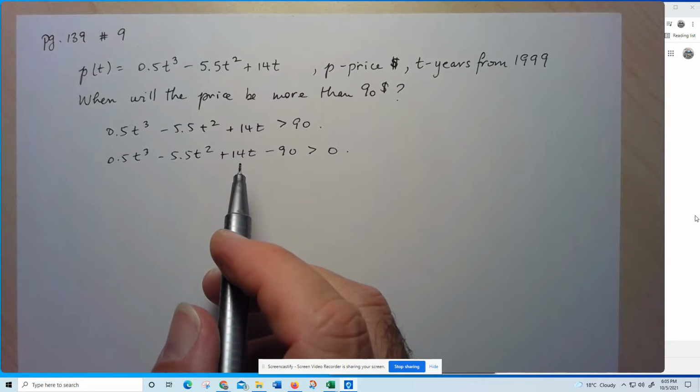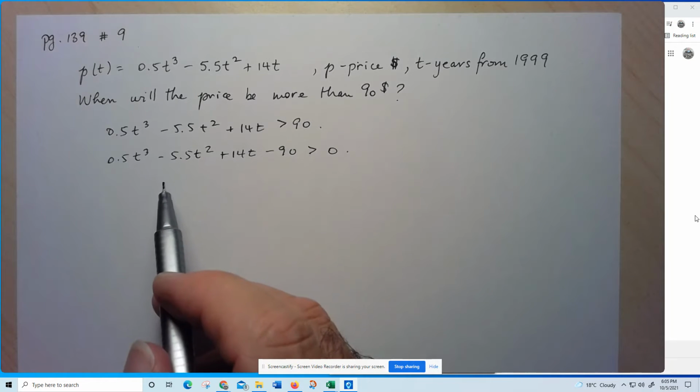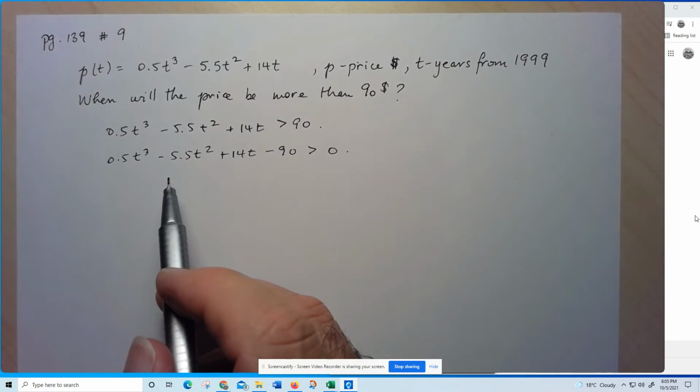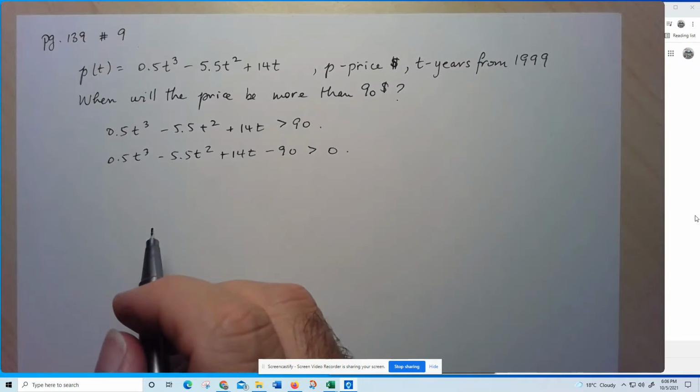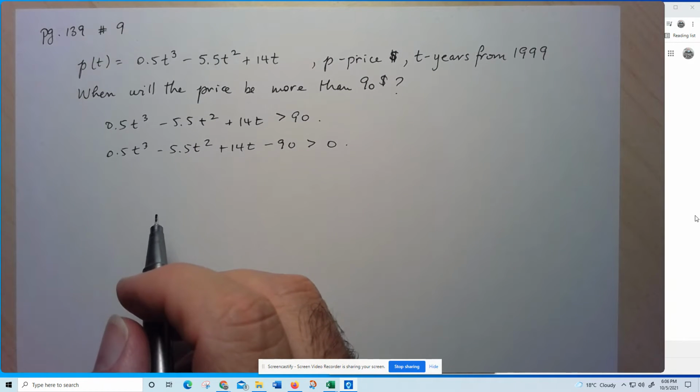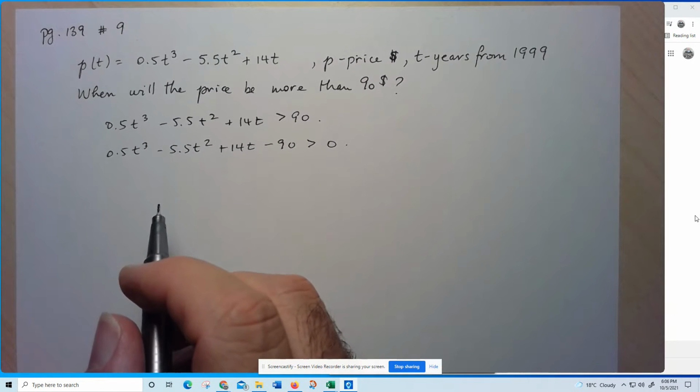Now, I don't think this is going to factor by grouping. Pretty certain it won't. The other thing is I'm not a big fan of having this 0.5 here, especially if I'm going to be working with a calculator, which I won't be. We're going to take a look at an alternative.